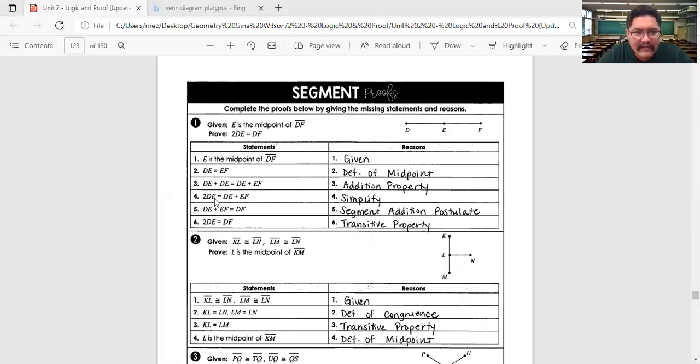So again, let me go ahead and just circle that so you can see it a little bit better. So again, DE, EF, DE, EF. So they have 2 of these, one from here and one from here, and they just took those out and set them equal to each other. And again, that's the transitive property, because if we know this is equal to that and that is equal to DF, then we know that 2DE is equal to DF.